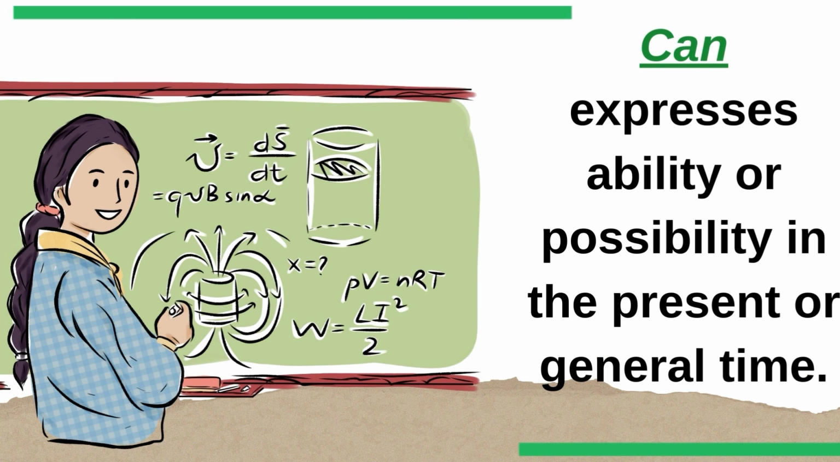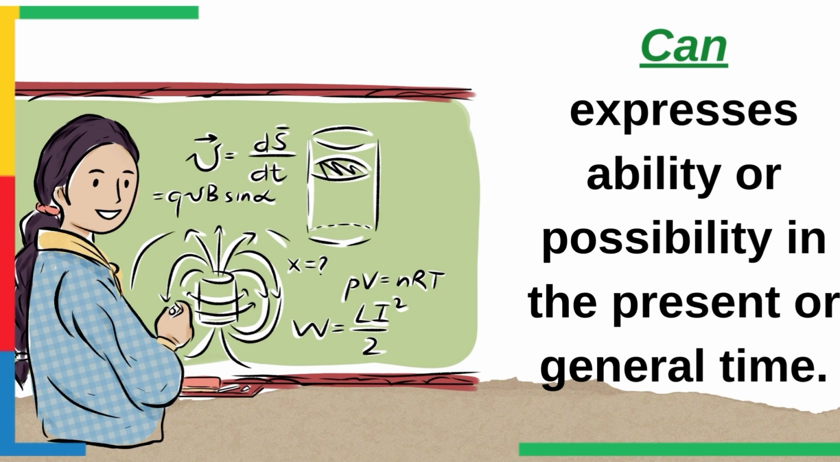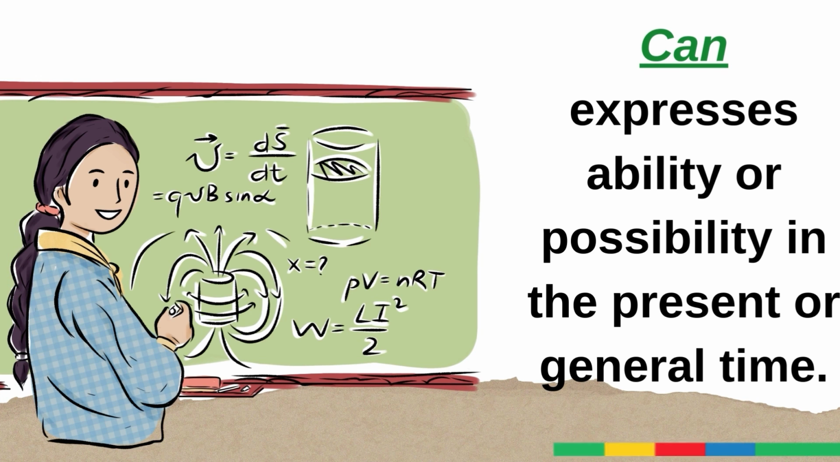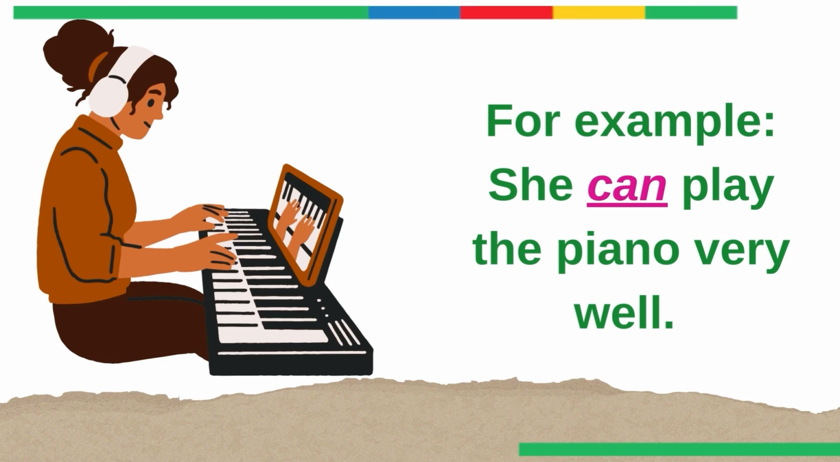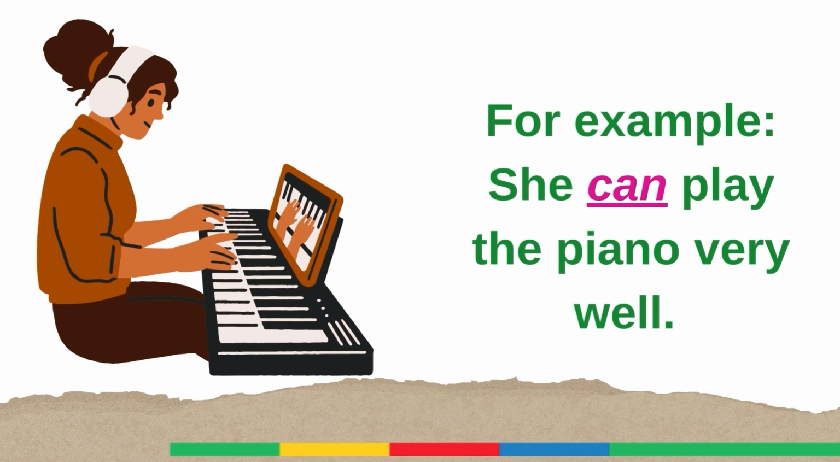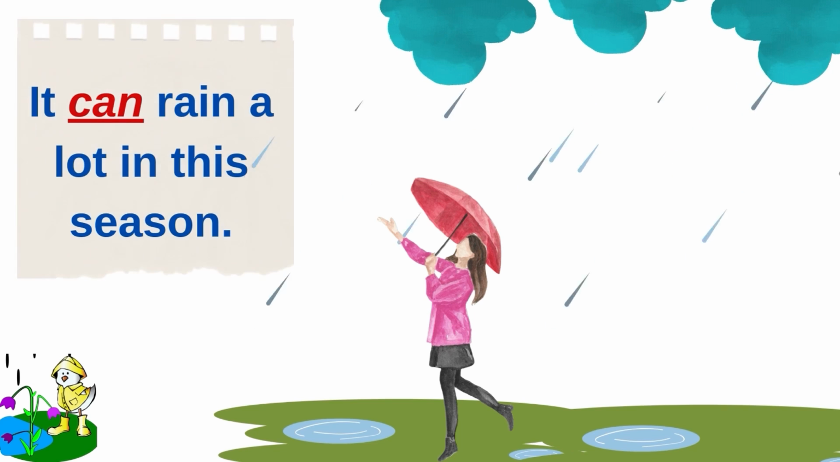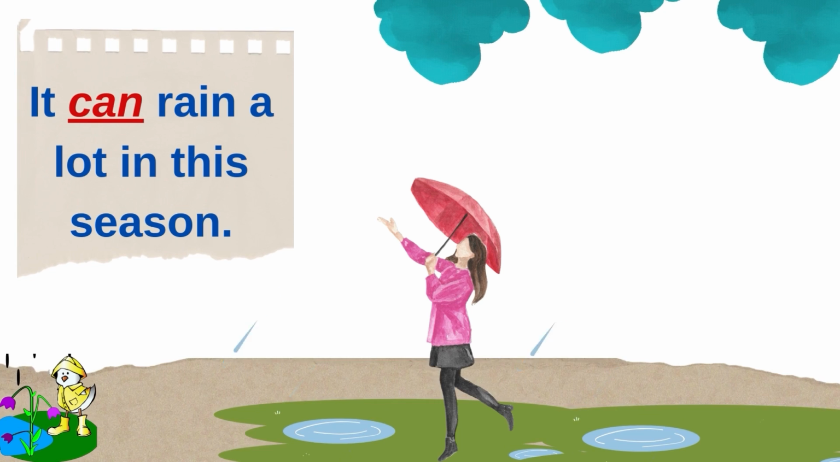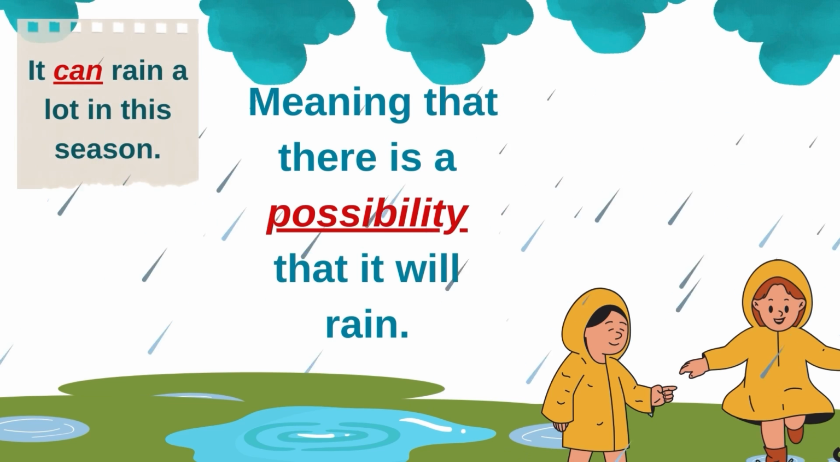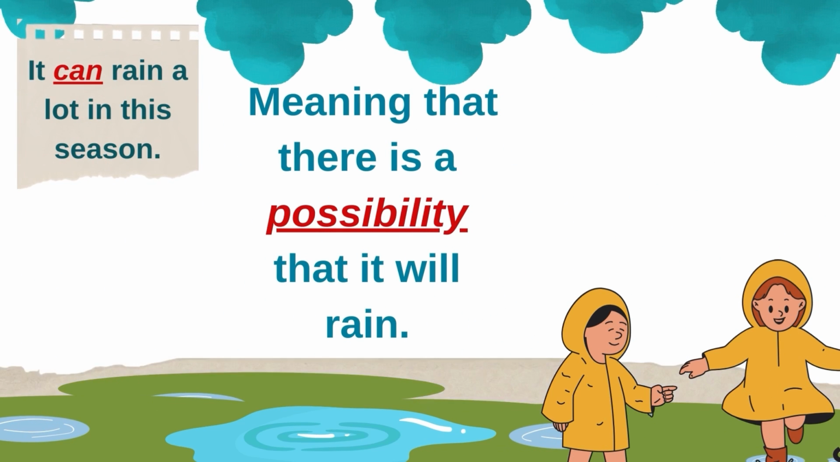Can is used to express ability or possibility in the present or general time. For example, she can play the piano very well. Again, this is an ability that she has. It can rain a lot in this season, meaning that there is a possibility that it will rain.